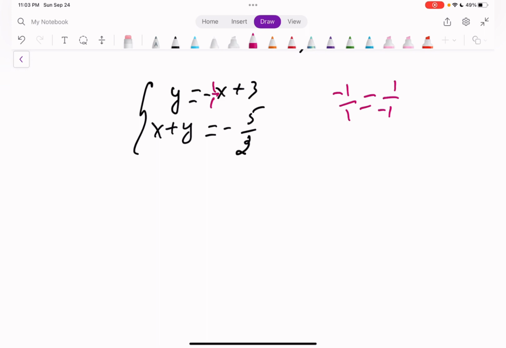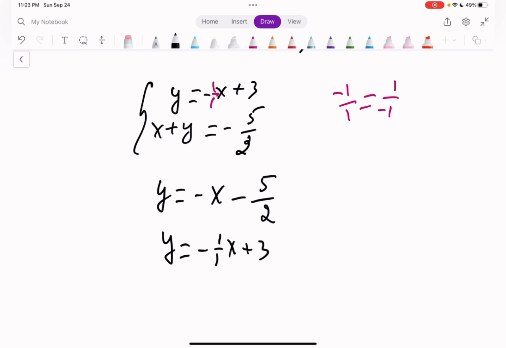And the second one, I have to put in the form of y equal to mx plus b. So y will be equal to negative x minus 5 over 2. Okay, and the first one is y equal to negative 1 over 1x plus 3. Because if there is nothing in front of x, that means it's negative 1 because you have negative x. All right.